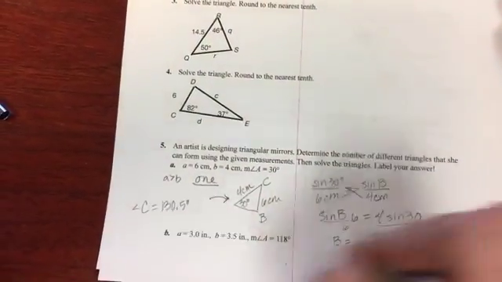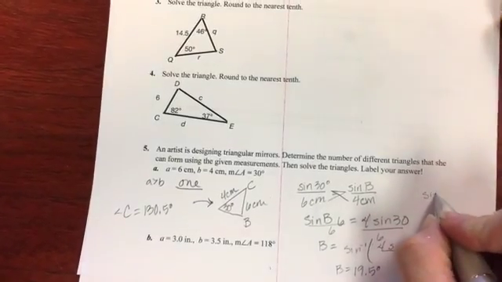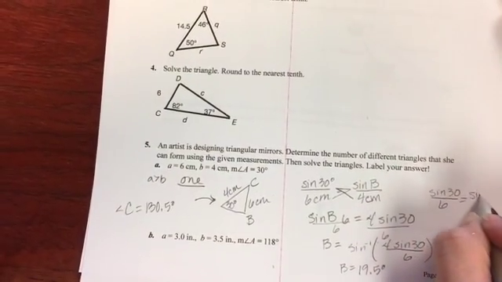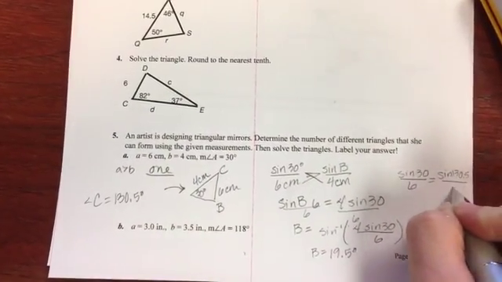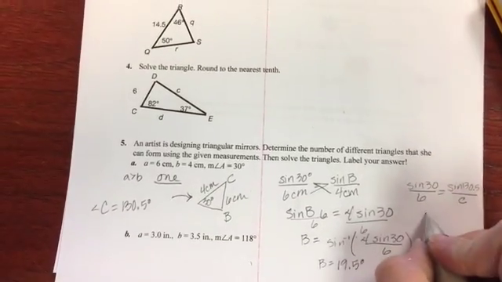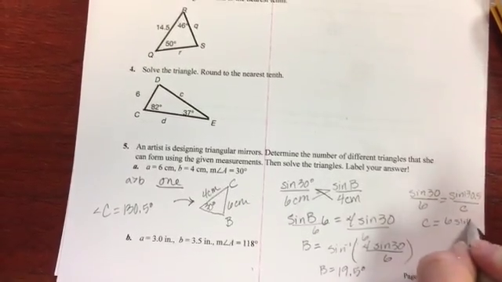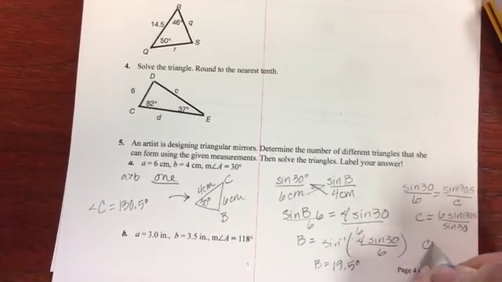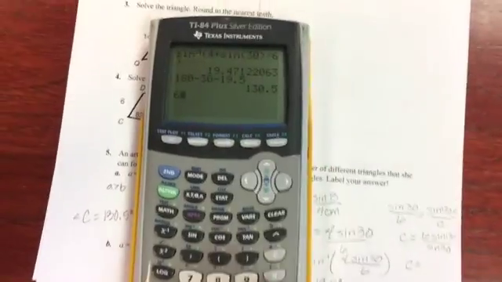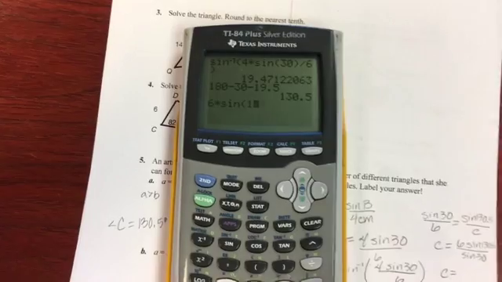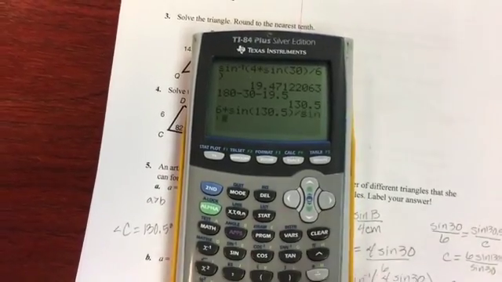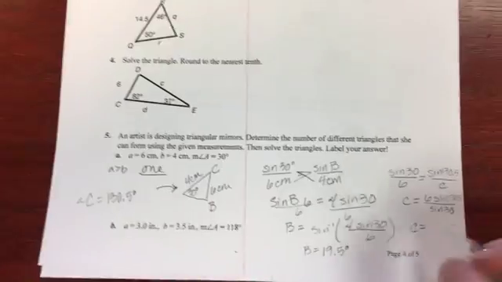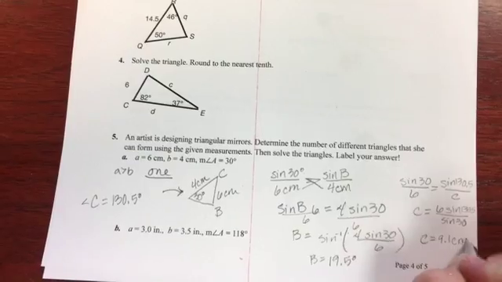Then you use your sine ratio again. So sine of 30 over 6 equals the sine of 130.5 over c. Cross multiply and divide. c is 6 times the sine of 130.5 divided by the sine of 30. Close your parentheses. c equals 9.1 centimeters.